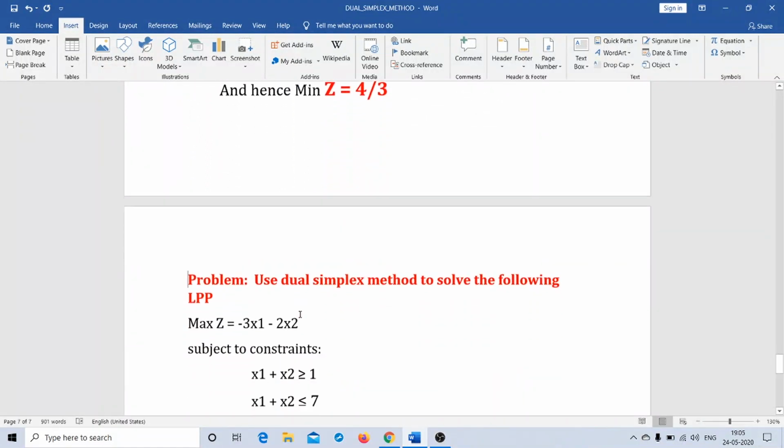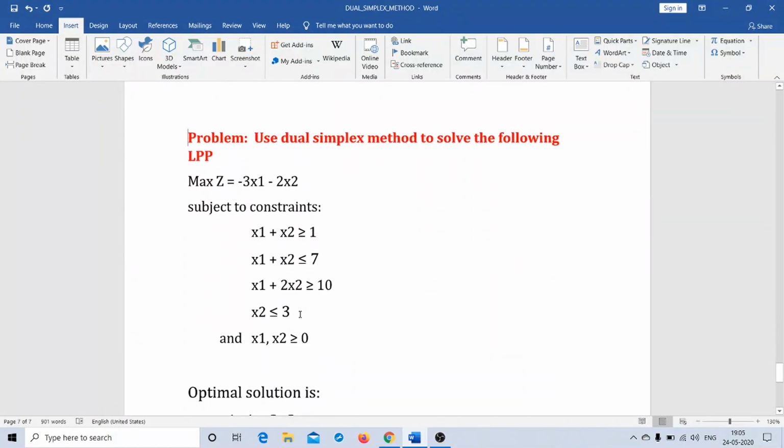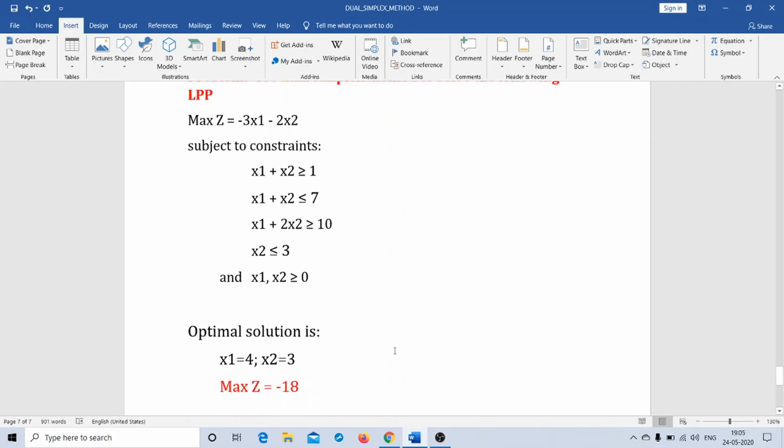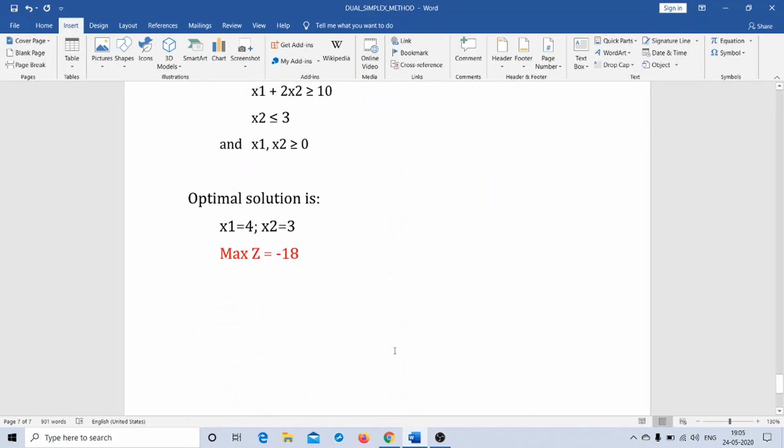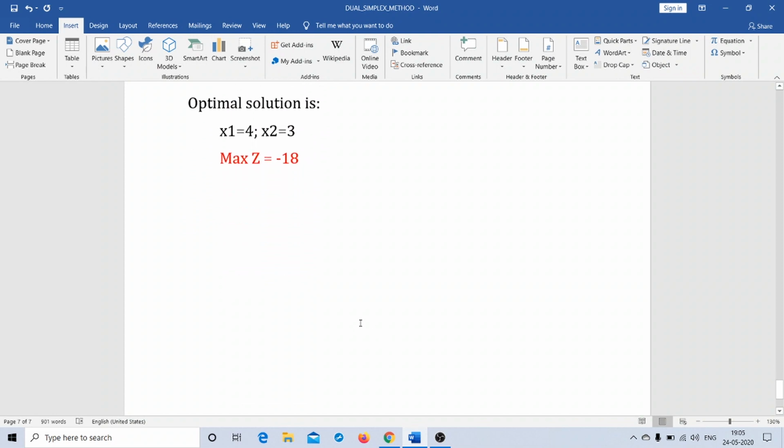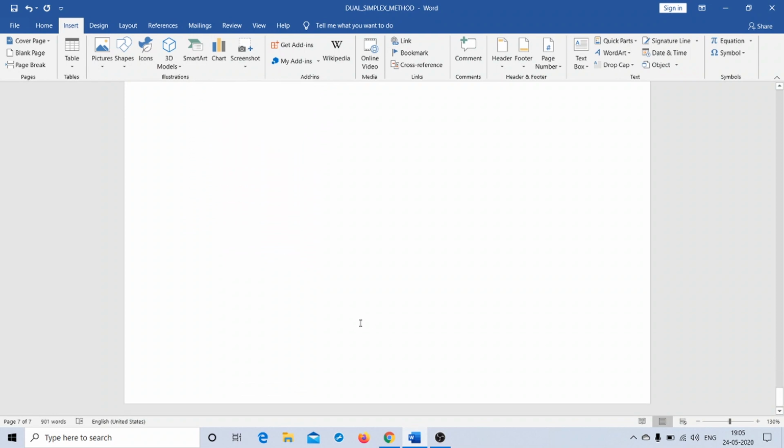Let me give you one more problem for your reference. So that is how basically you land up solving the LP problem using the dual simplex method.